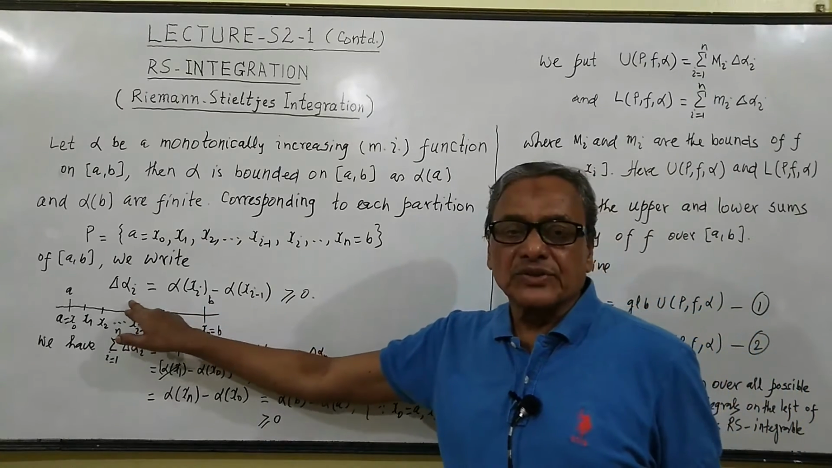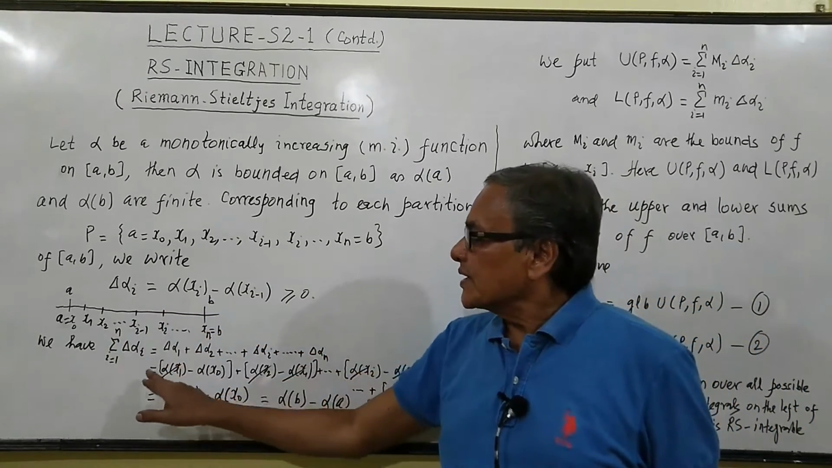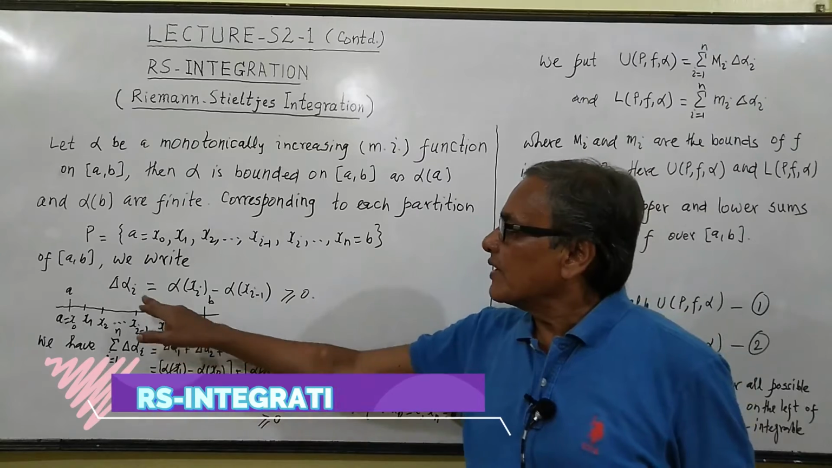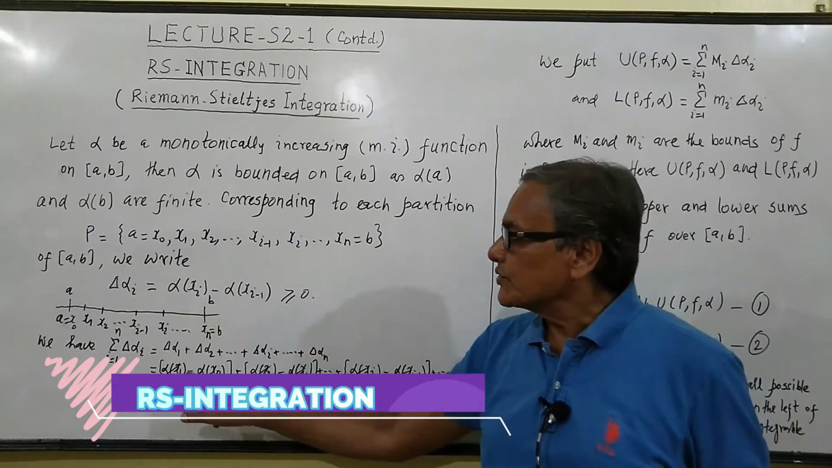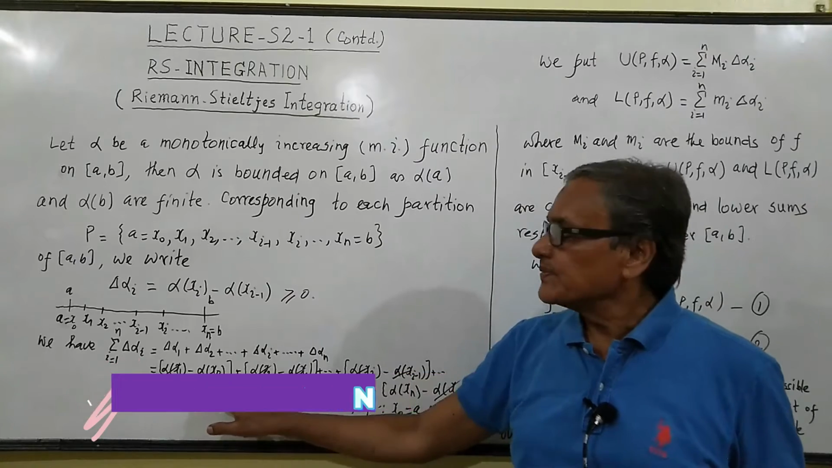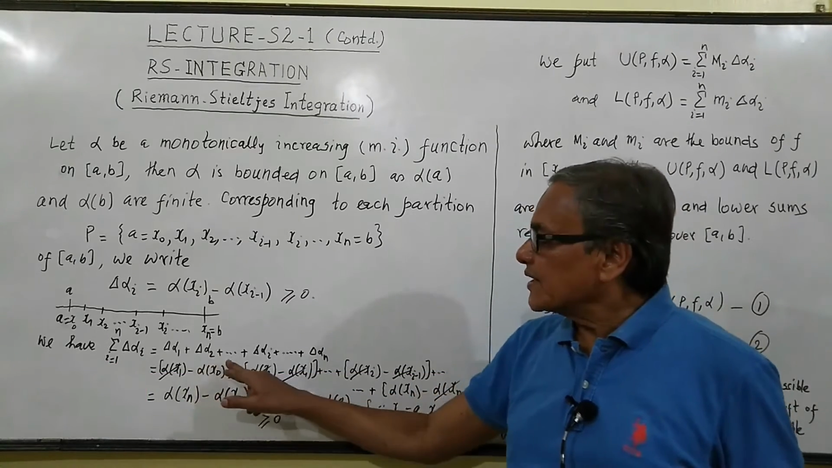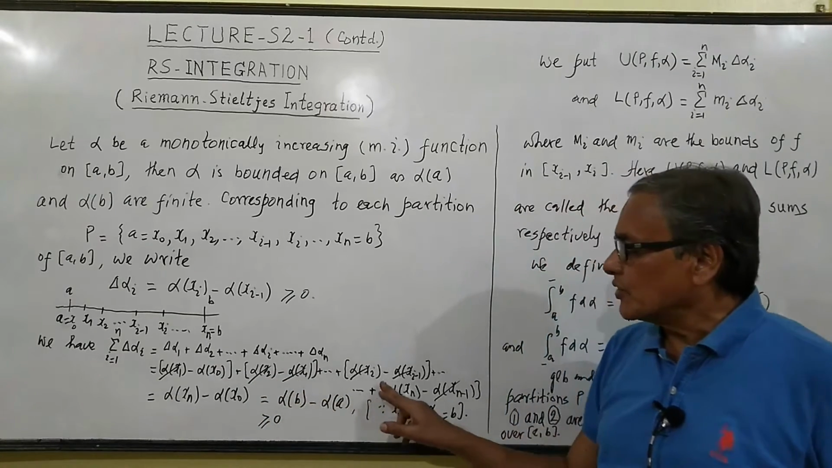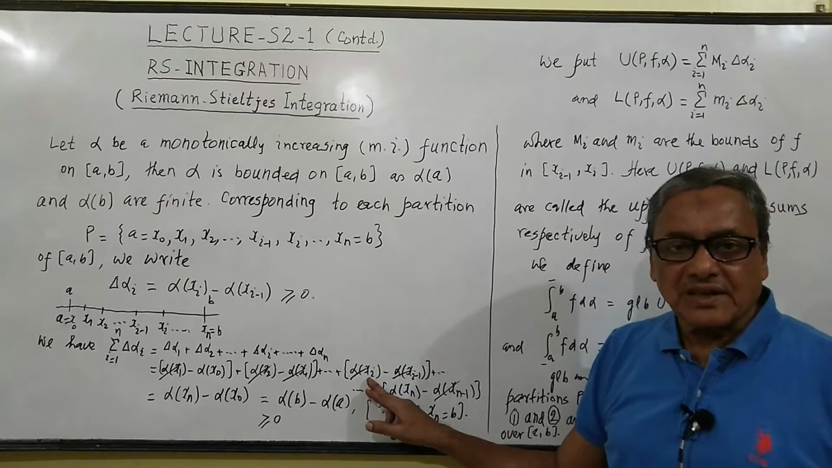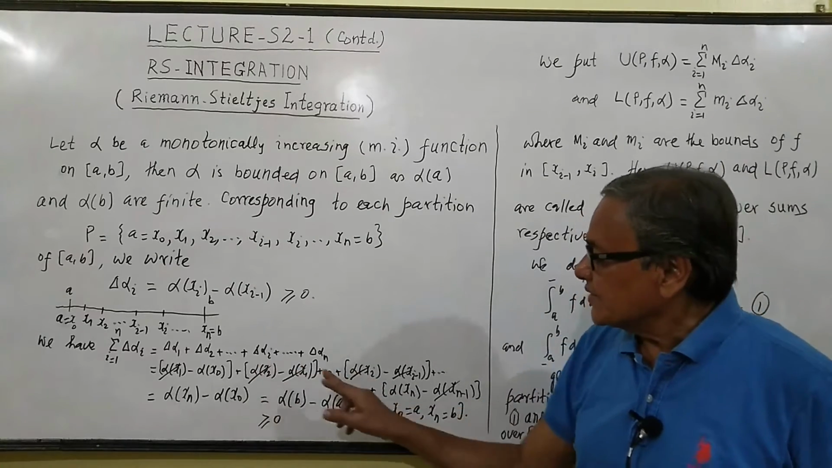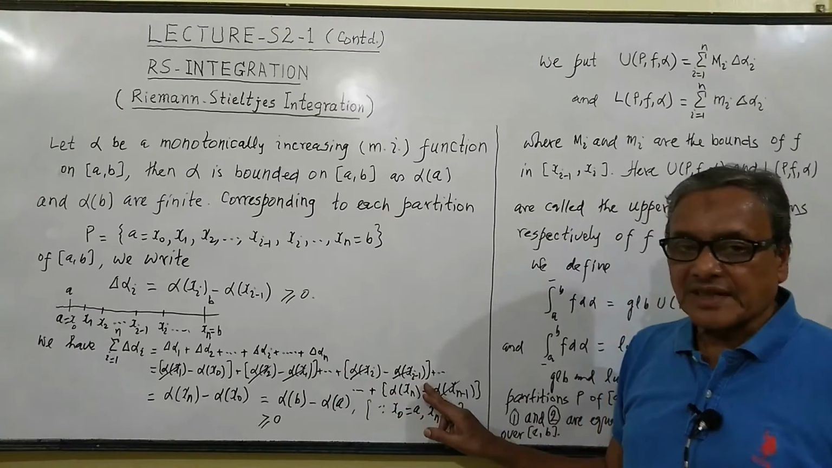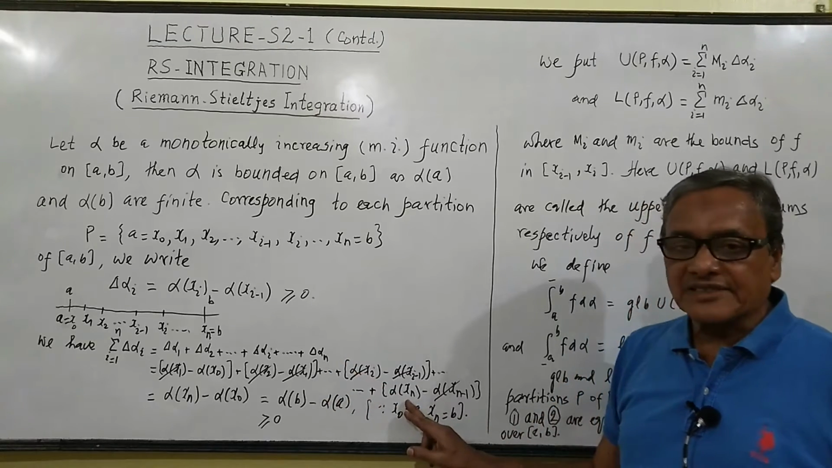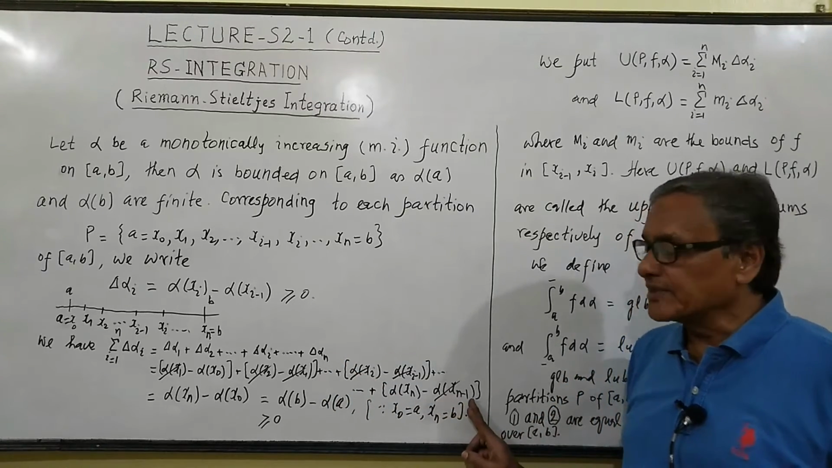Now we put different values of i. For i equal to 1, the value of delta alpha 1 will be alpha(x1) - alpha(x0). Similarly, delta alpha 2 will stand for alpha(x2) - alpha(x1), and so on. Delta alpha i will be alpha(xi) - alpha(x(i-1)), and so on. Delta alpha n will be alpha(xn) - alpha(x(n-1)).